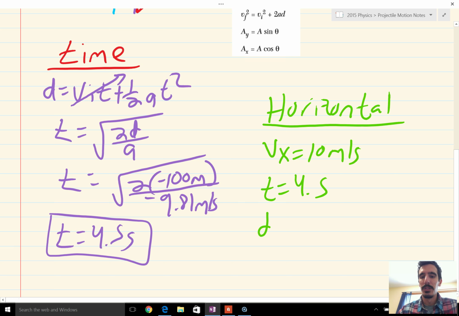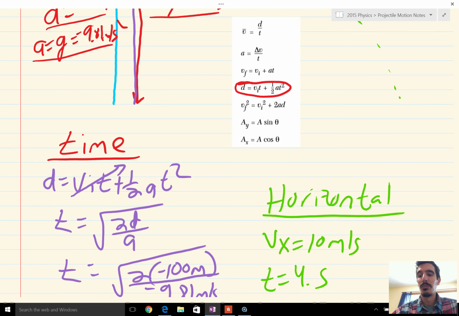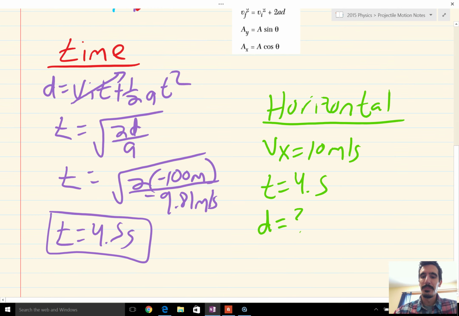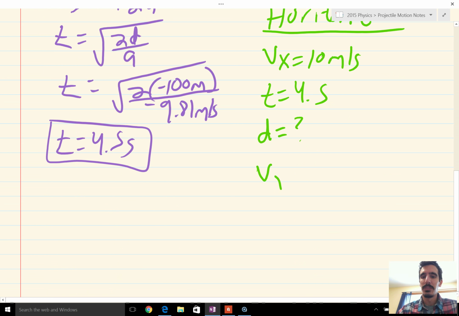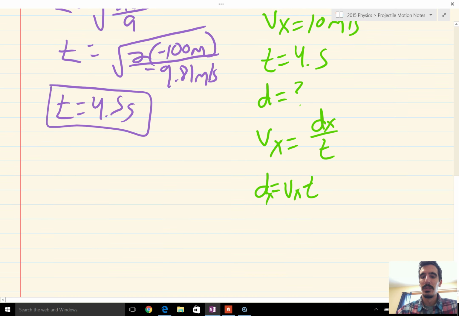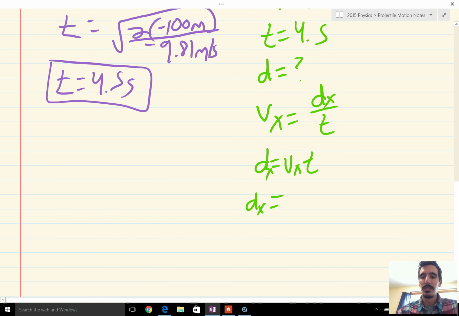And to figure out how far it went, the distance, let's go back to our reference table. There's only one formula for constant velocity, and that's velocity is distance over time. So we'll say Vx is equal to dx over time. The x's just mean that it's in the horizontal plane. Get d by itself, so distance in the x direction is velocity times time. Distance is 10 meters per second times 4.5 seconds, and that gives us 45 meters.